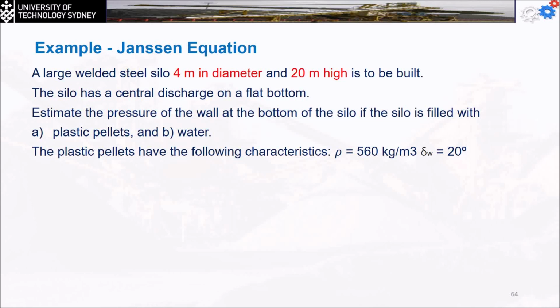Now you can see that the density of the plastic pellet is going to be 560 kilogram per cubic meter. What is the density of the water? So definitely the pressure of the water is going to be higher than the pressure of the plastic pellet. So now we have been given the rho and we have been given the delta W. Now, what do I have in the equation here? Do I have any delta W? How am I going to use the delta W here to find the mu? So the tangent of this angle is going to give you the mu value.